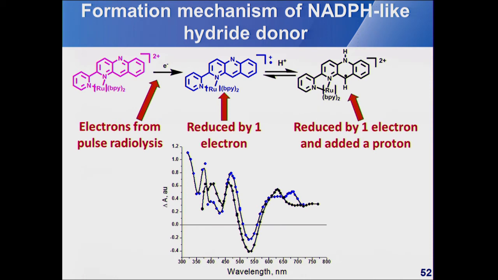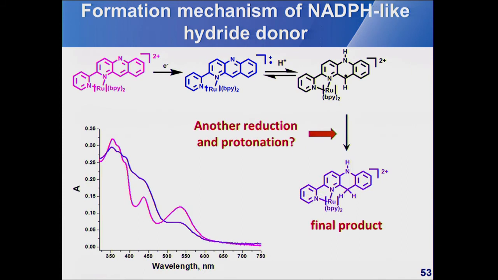But one surprising thing we found is after we produce this singly reduced, singly protonated species, somehow it converted to this final product. And we're very surprised to see that because the final product requires placing 2 electrons and 2 protons on this molecule. Well, we don't have problems with protons because usually we work in water and we have lots of protons around, but how do 2 electrons end up in this? That was very surprising at that time.